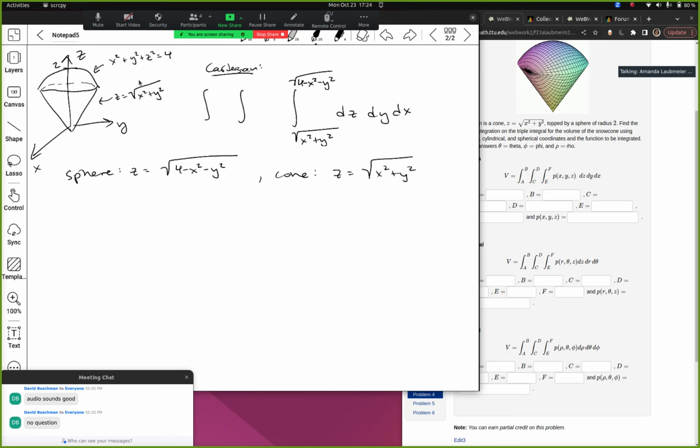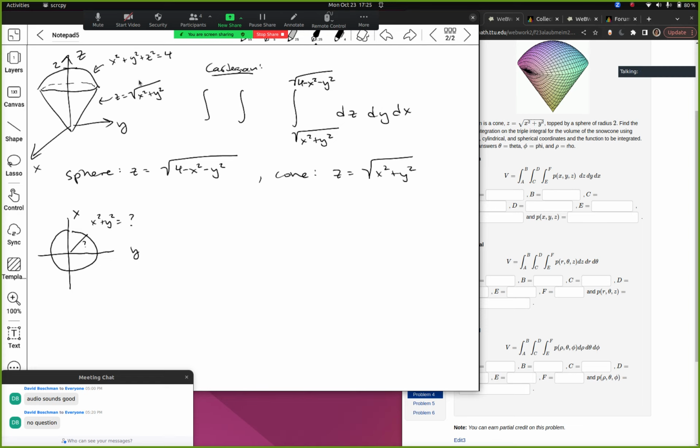To get dy dx, we have to think about the shadow that this shape casts in the xy plane. So kind of imagine shining a light down on this ice cream cone type shape. You would get a circle cast below it. And so that's what I drew here, a circle in the xy plane. But we need to know how far out that circle goes. So I know it's a circle, but I don't know how wide a circle it is.